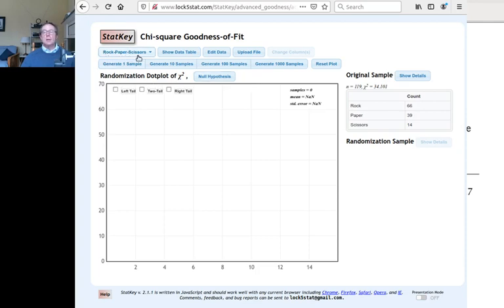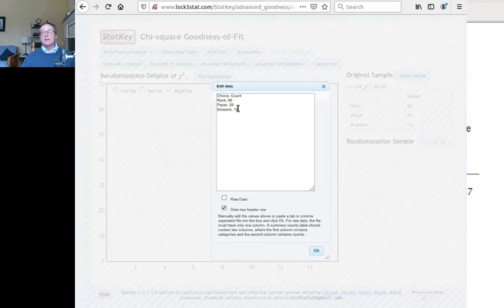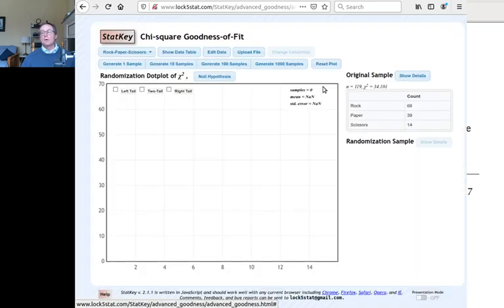So there's rock, paper, scissors up there. So the locks have already entered this data for me. I don't have to do it. But if the locks hadn't entered the data, I would simply click on Edit Data and enter it myself, and it's not brain surgery. There's rock, there's paper, there's scissors. Okay, but the locks have already entered it for me, so I won't bother.